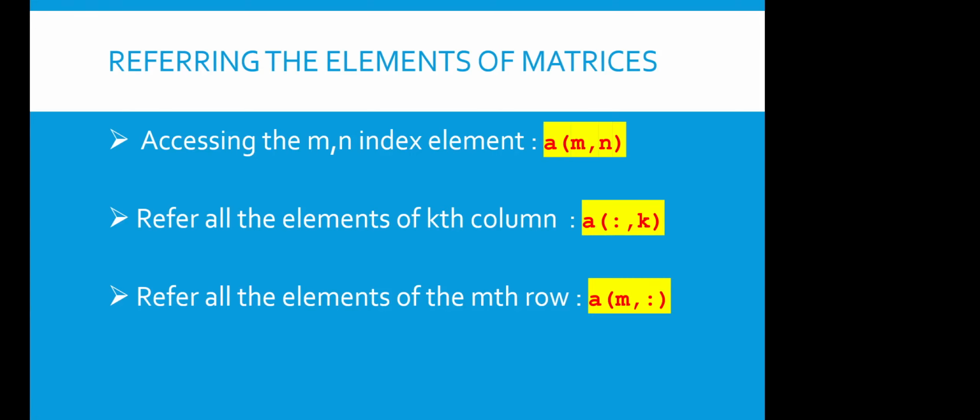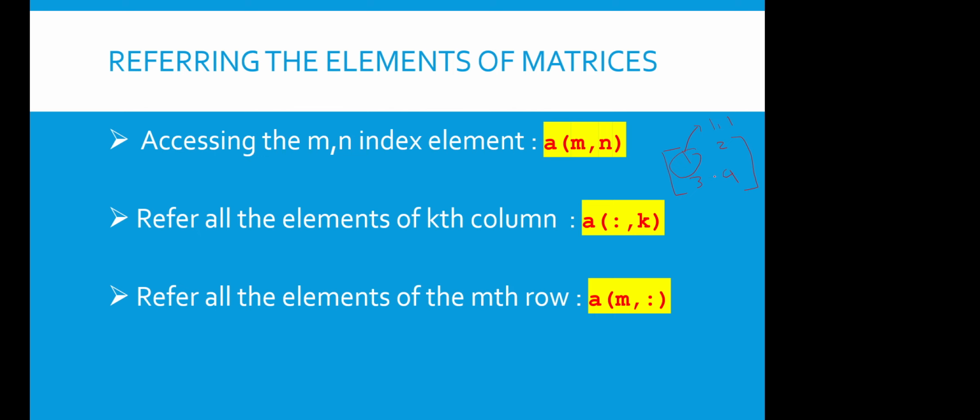Next, we will see how we can access the element of a matrix. When we have an m cross n matrix, for instance like this, 1, 2, 4, the index always starts from 1 comma 1. So it's not 0. We have to remember that in a matrix, only positive indices greater than 0 are allowed.